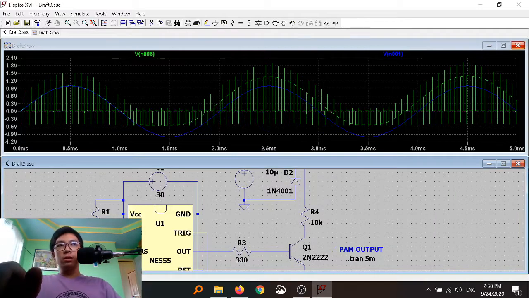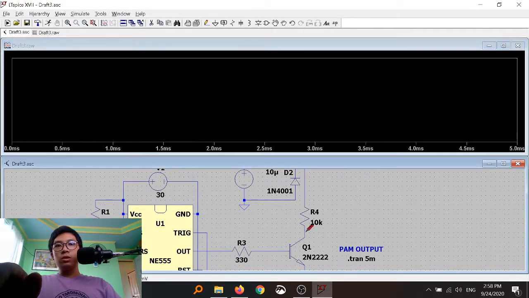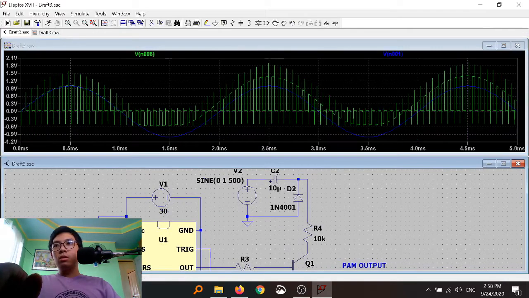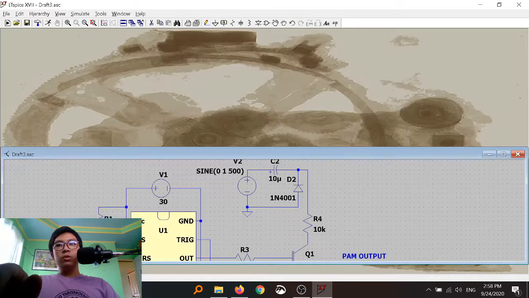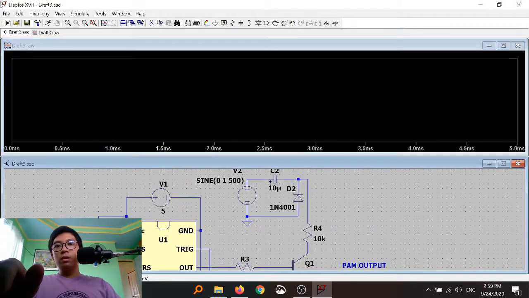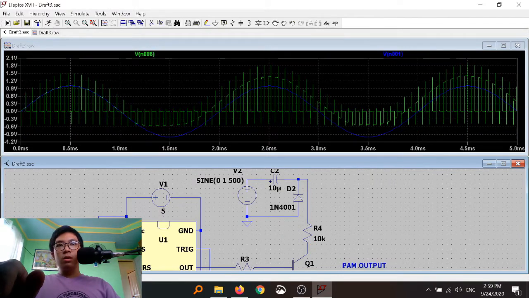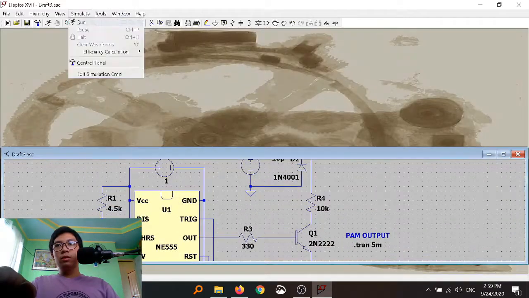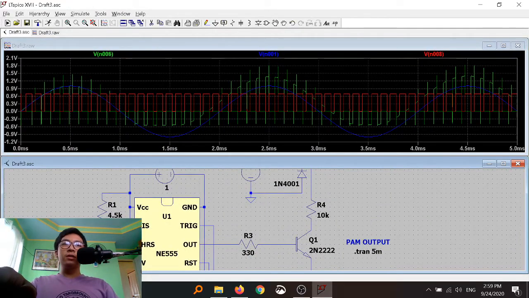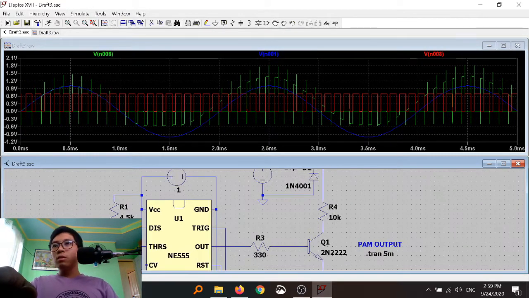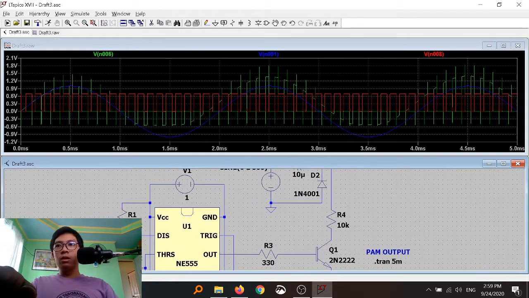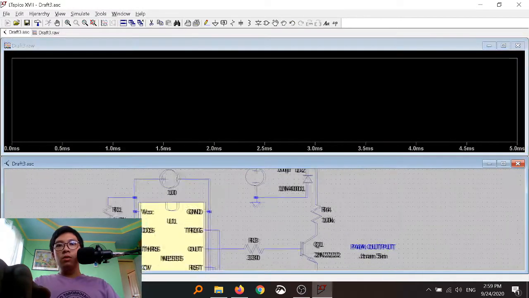Maybe if we increase the voltage, manipulating the value again, you can see that it affects the digital wave. You can see its on state is more frequent than the off state. Let's get that back to 10, and let's see the waves.